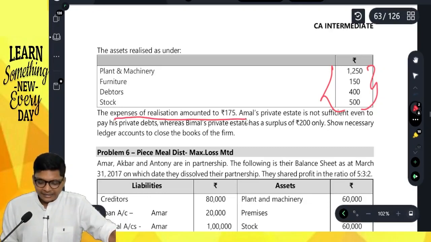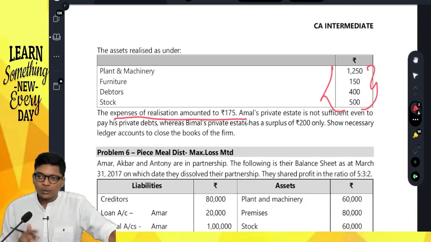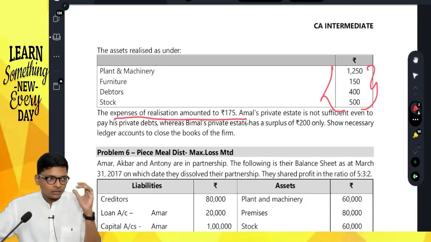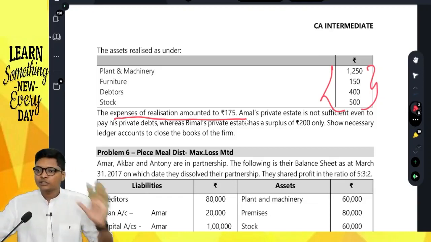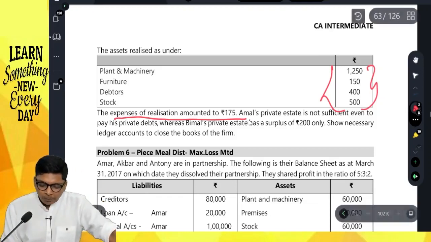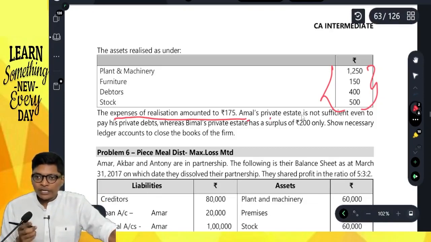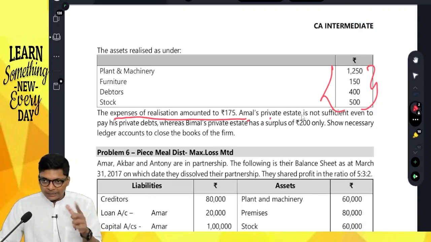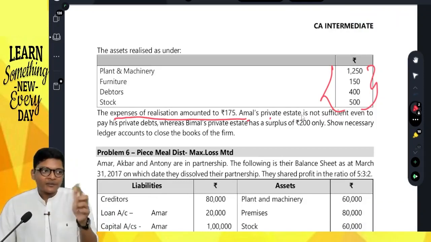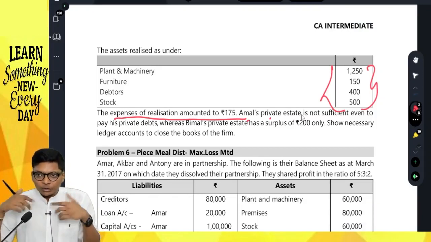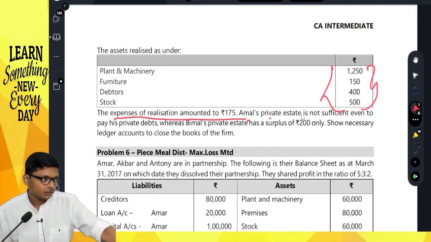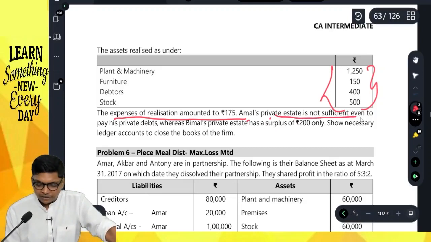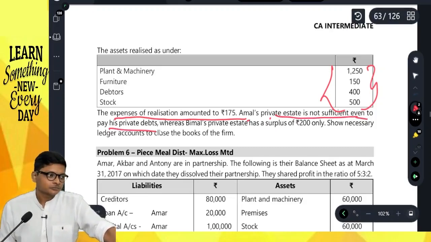Expense of realization amounted to 175. Entry guys: Realization to cash. Now look at this. Amal's private assets. Why should I go to your private assets first of all? That means I am asking you to pay from your private money because firm money is not available. That means we are looking at some kind of deficit. Correct?